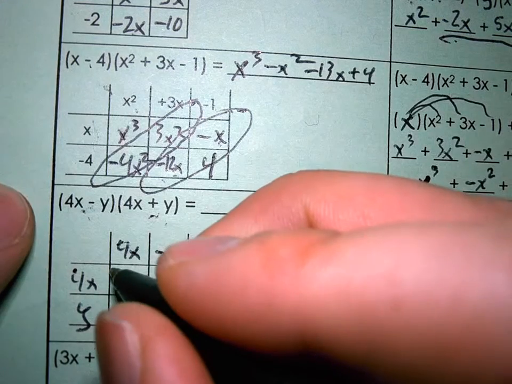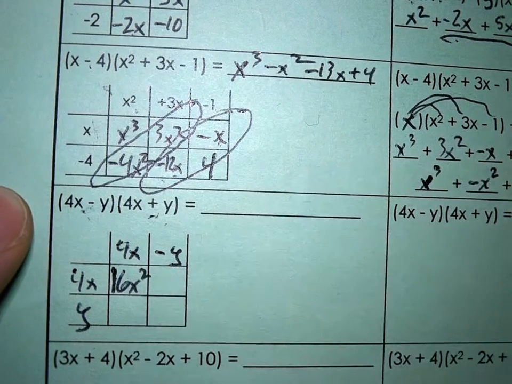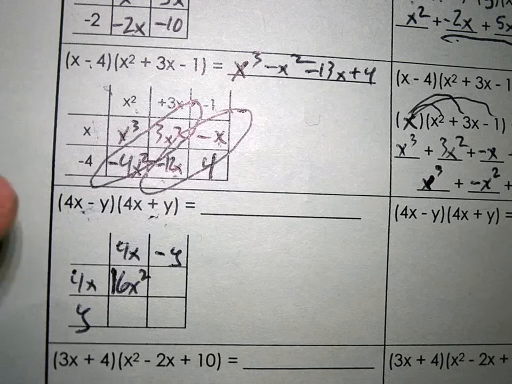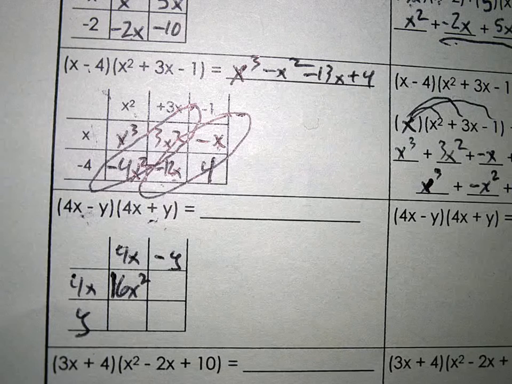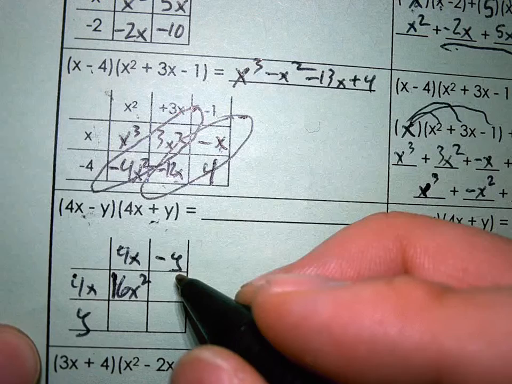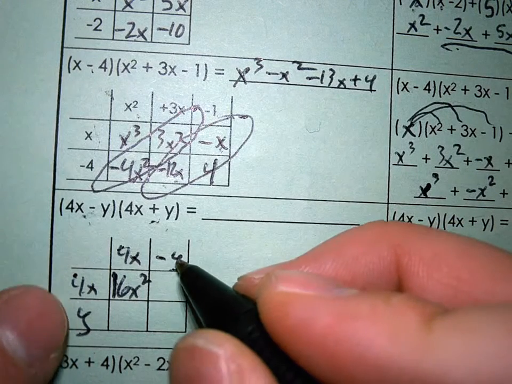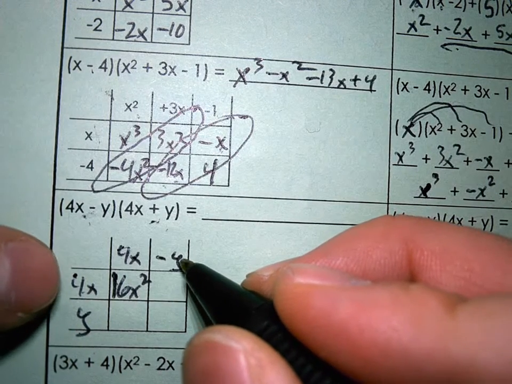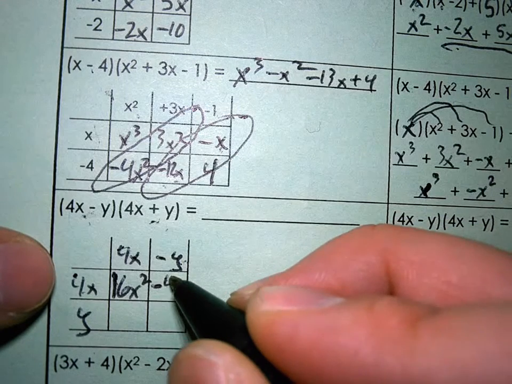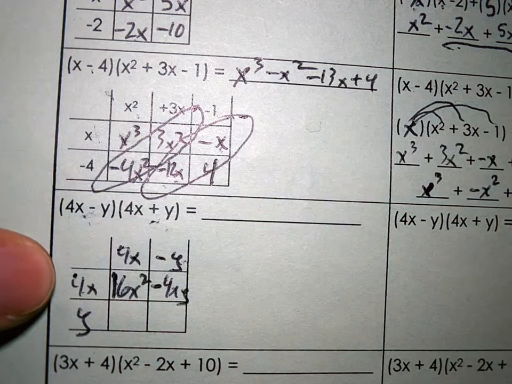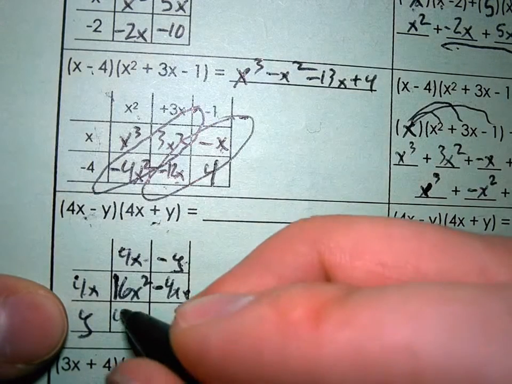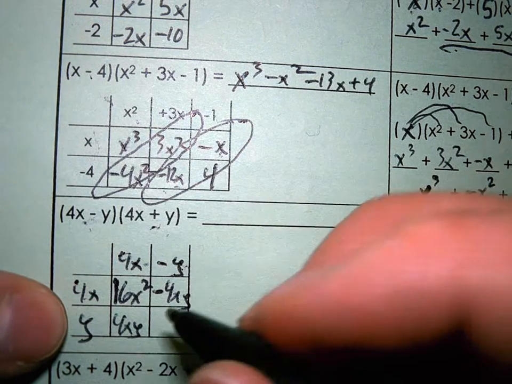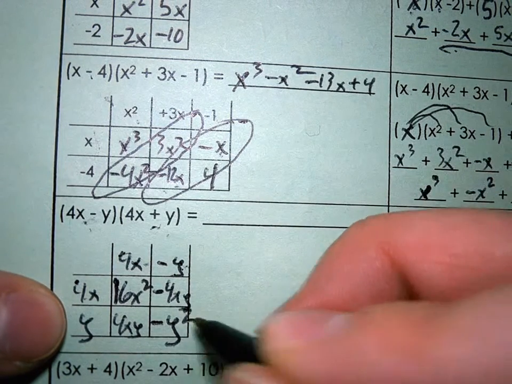4x times 4x is 16x squared. Okay, negative, what is this? Multiplied together. Yep, negative 4xy. What are these two multiplied together? 4xy, yep. Negative y times y, negative y squared.